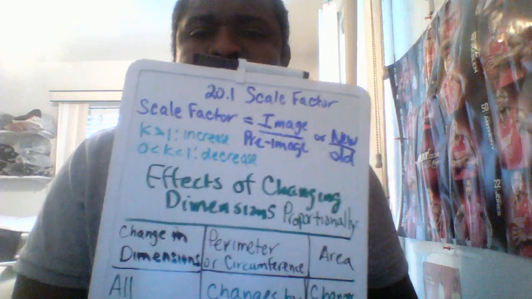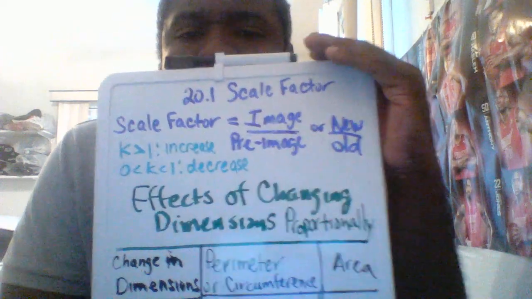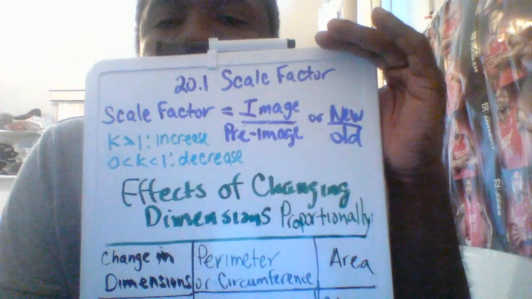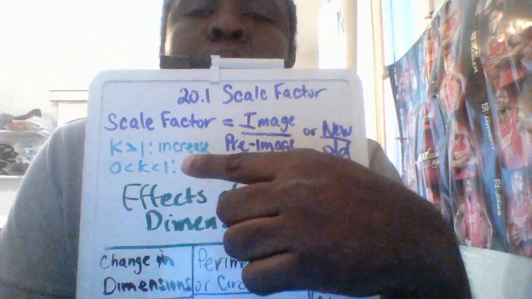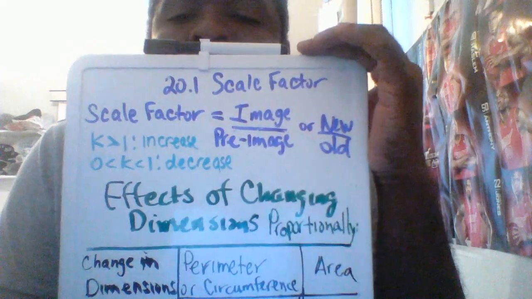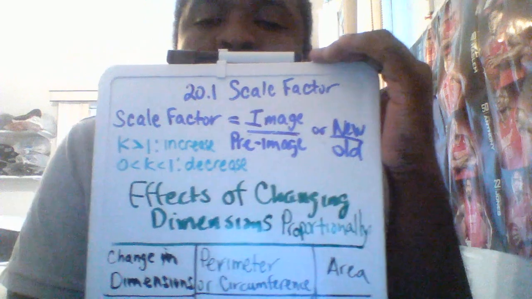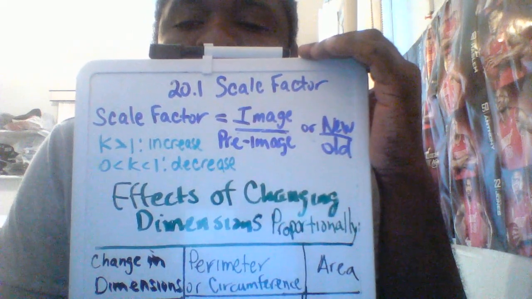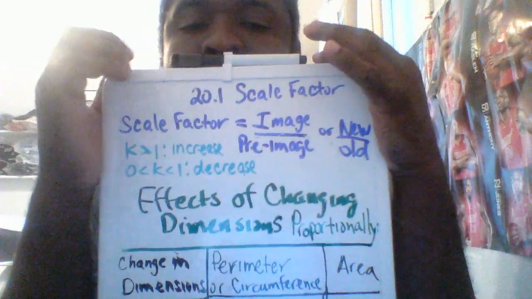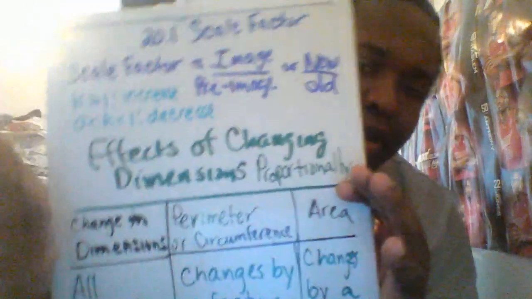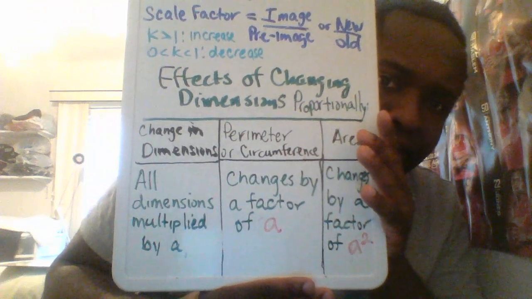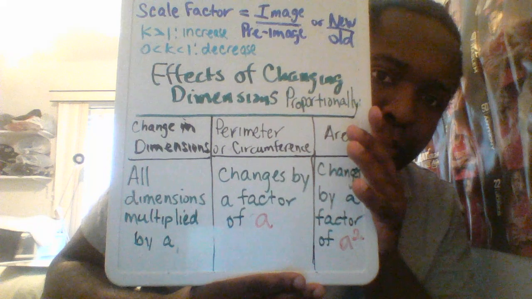So we have scale factor. Everybody should remember scale factor is the image divided by the pre-image, or the new image over the old image, okay? And of course, we know that if k, which is the scale factor, is bigger than 1, then it's an increase. And if k is in between 0 and 1, it's a decrease. Okay, so here we have this very important chart. It says the effects of changing dimensions proportionally.